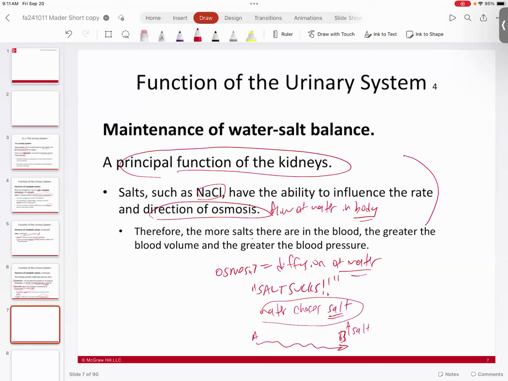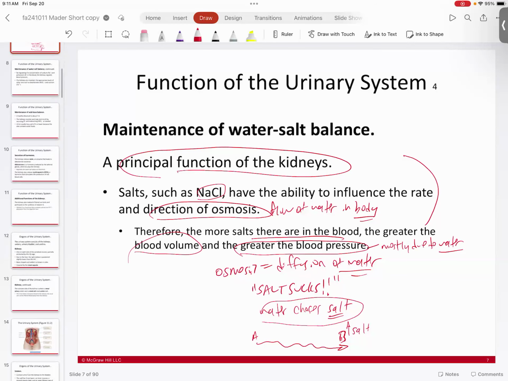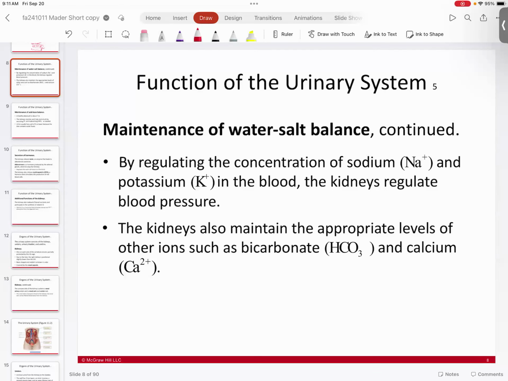So if you have more salts in the blood, by the salt sucks mantra, that means the water is going to chase the salt into the blood, increasing your blood volume, which will also increase your blood pressure. Why? Because most of the blood pressure is due to water. It's a water pressure. I already cheated ahead a little bit on this slide, but we use the concentration of sodium to regulate blood pressure by manipulating the movement of water throughout the body.